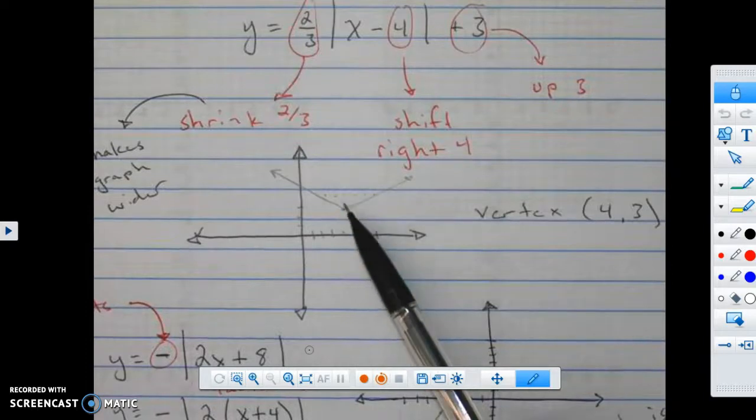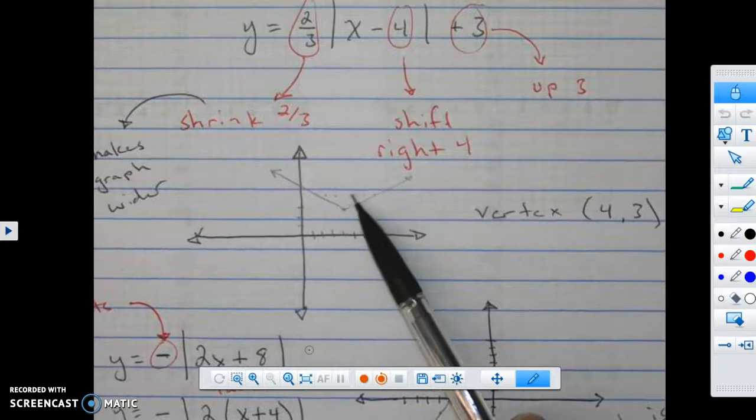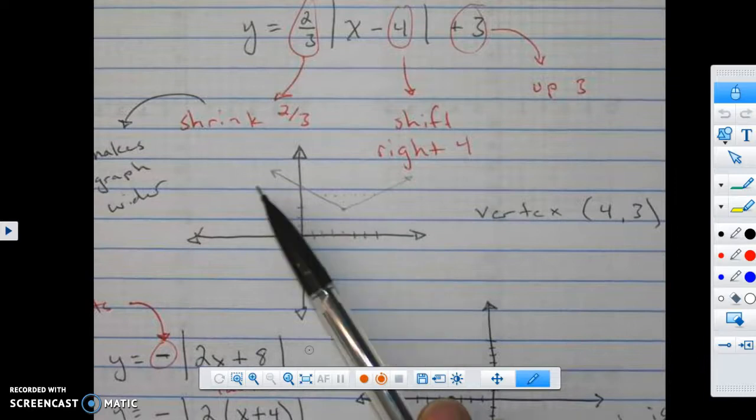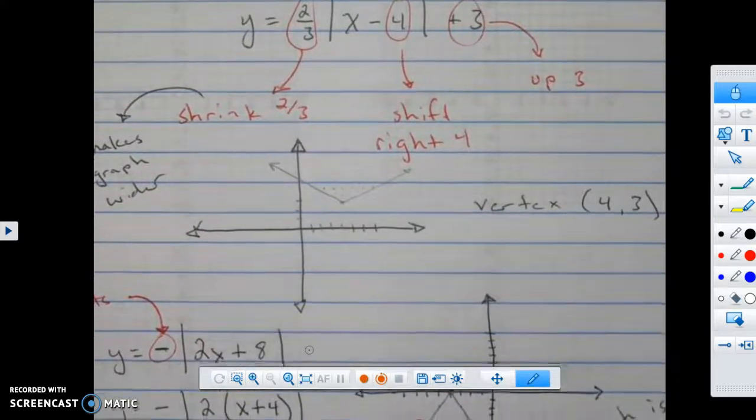And then that scale factor gives us the slope of each branch. So up 2, over 3, and I can draw that branch. Up 2, over 3, so I can draw this branch. Here's another one.